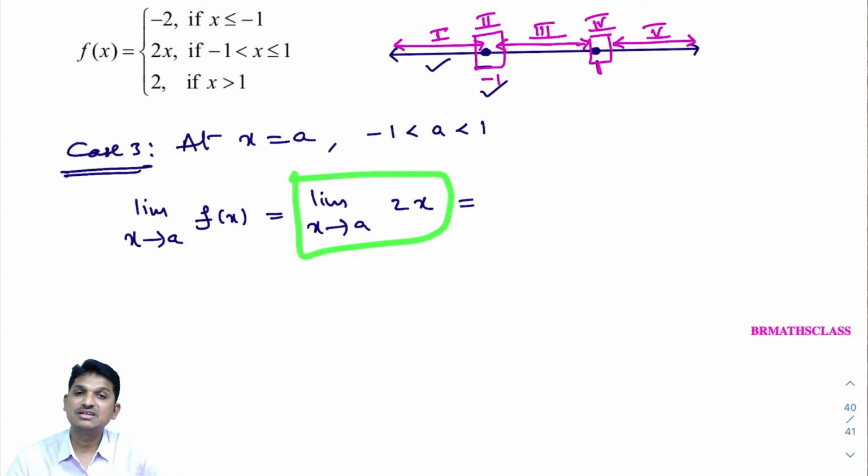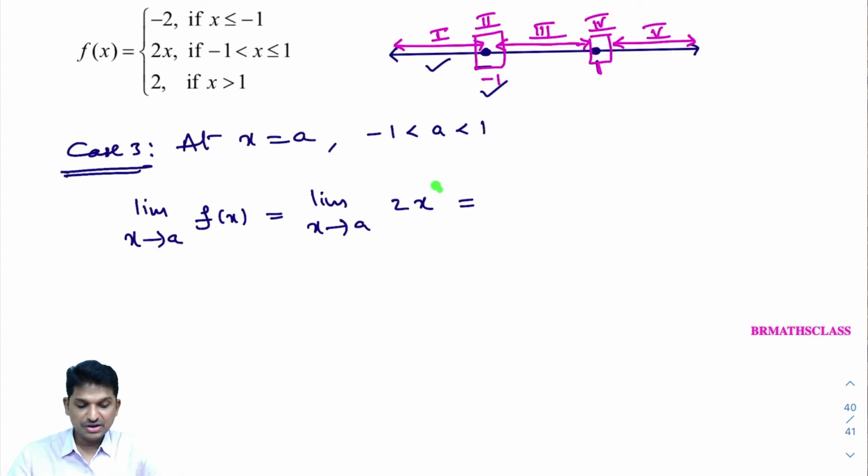How to calculate this? By direct method. What is direct method? In the given function, wherever x is there you write a value. So what you will get? In place of x, if I write a, this will become 2a.